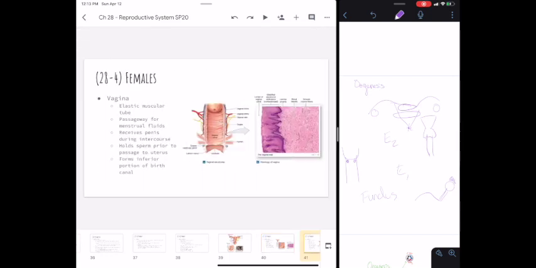Then inferior, moving down to the vagina. The vagina is an elastic muscular tube, so this is analogous to the tubular organ for the males, which is the penis.